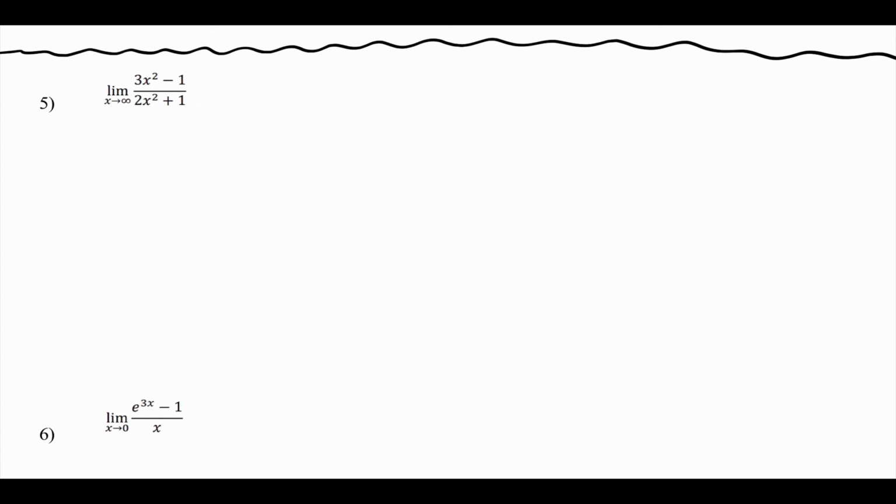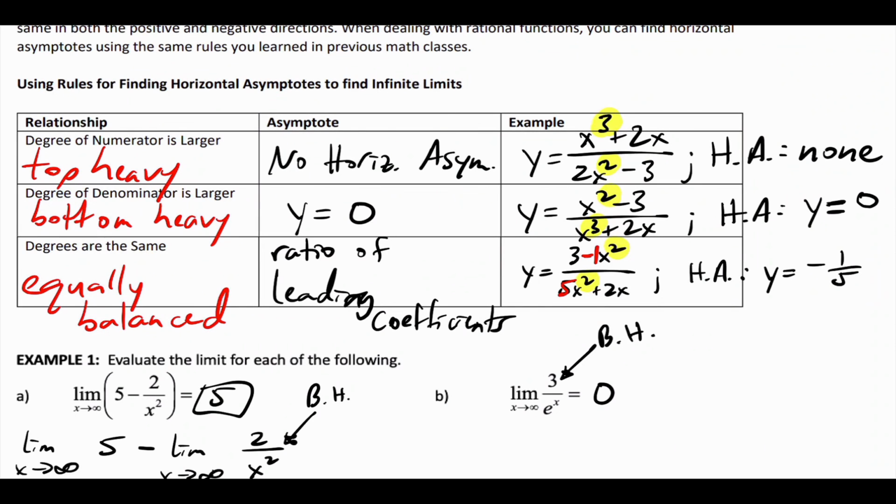What is the degree on top? What is the degree on bottom? What do our notes tell us if they have the same degree on top and bottom? Equally balanced. So what is our answer going to be? A ratio of the leading coefficients.